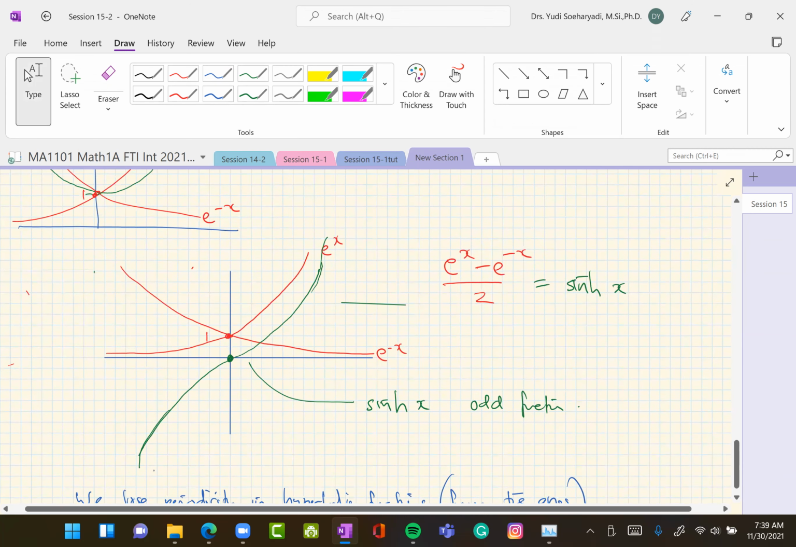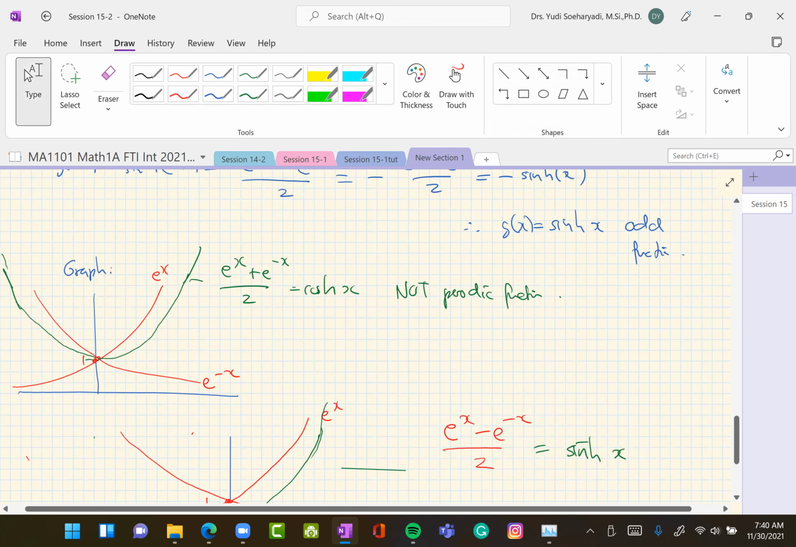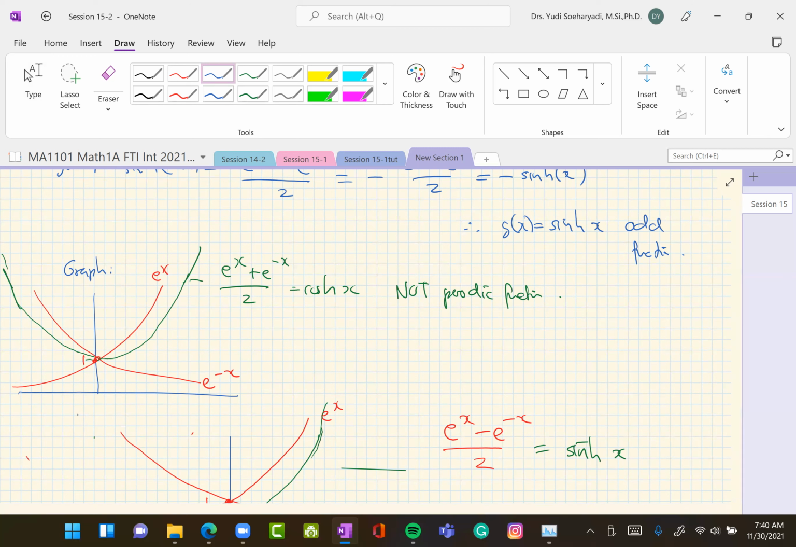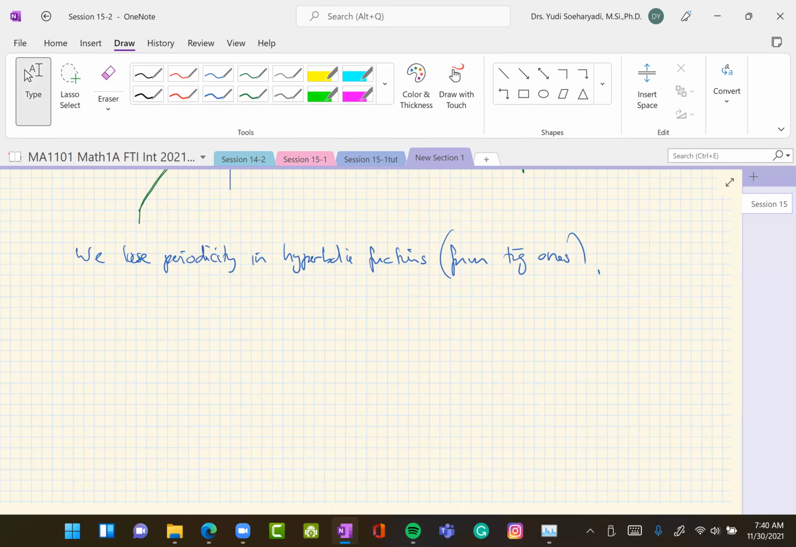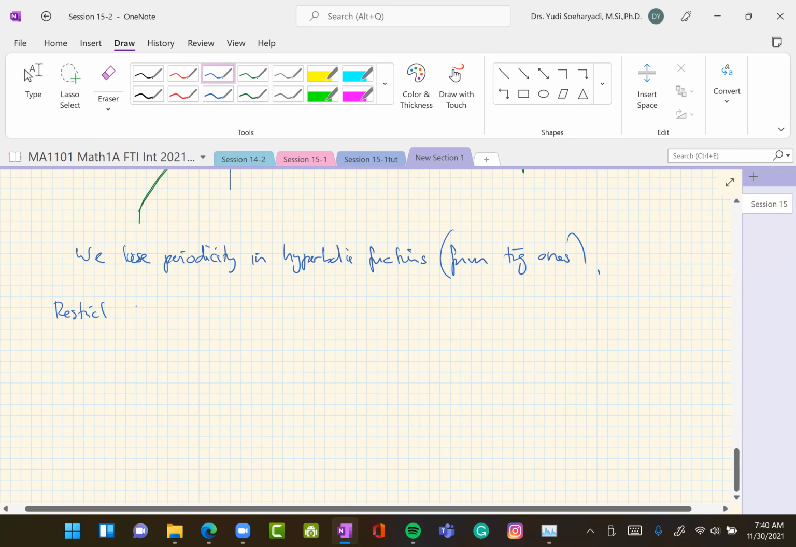Now you see that because hyperbolic sine is a monotone function, it has an inverse. While for cosine, well, we should restrict, because this is decreasing and then increasing. So to make it monotone, you have to restrict either to x negative or x positive. If you restrict, then it becomes monotone, then it has an inverse. So we restrict the hyperbolic functions to be monotone.